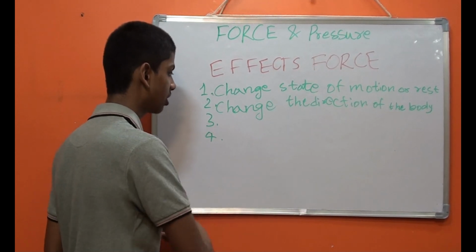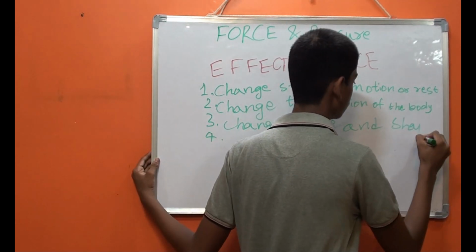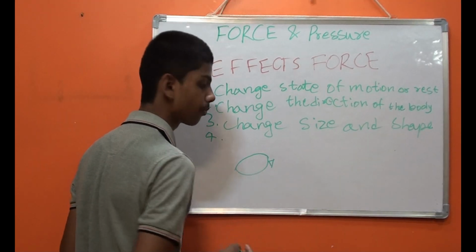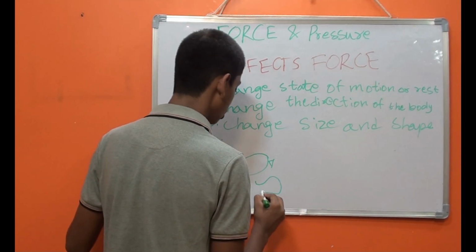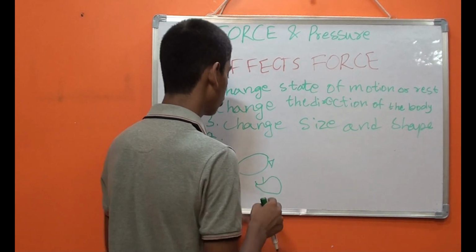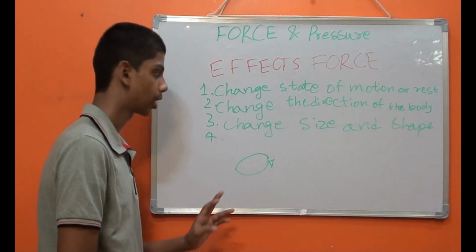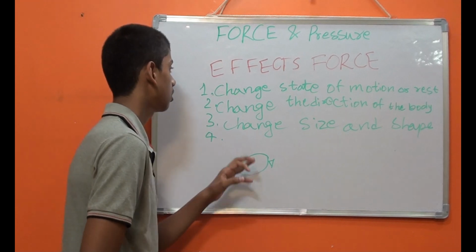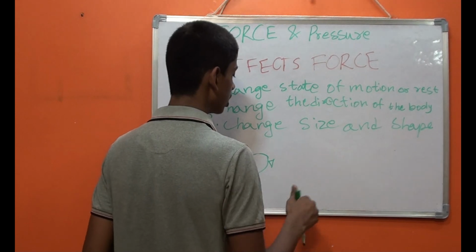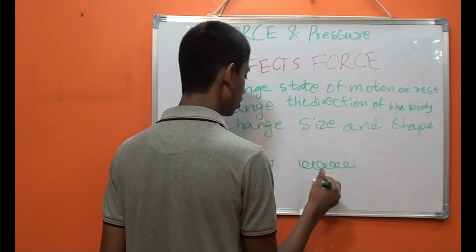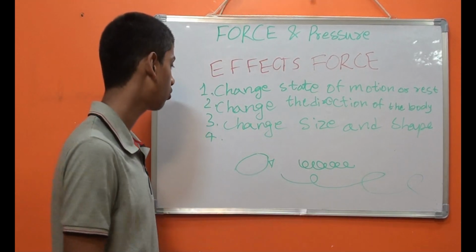Now let's see our next effect. Change size and shape. Now let's take a balloon. Now if we squeeze it, it would become something with any direction when you apply force. Now the shape of the balloon changed. Now this is one of the effects of force. Now you take a spring, you pull it, it becomes like this. Now this is an effect of force.